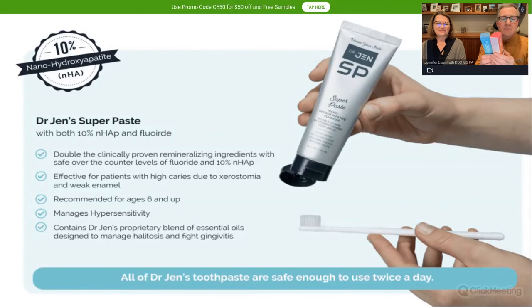We also talked about the superpaste. This is revolutionary. This is new technology. Most of the toothpaste that's being recommended to manage high caries are formulations that were created 30 years ago. They usually have sodium lauryl sulfate in them. They have PEG, artificial flavoring, and yes, high levels of fluoride.